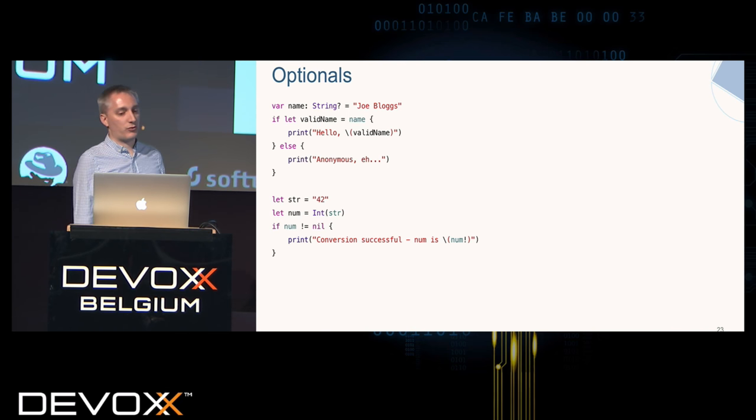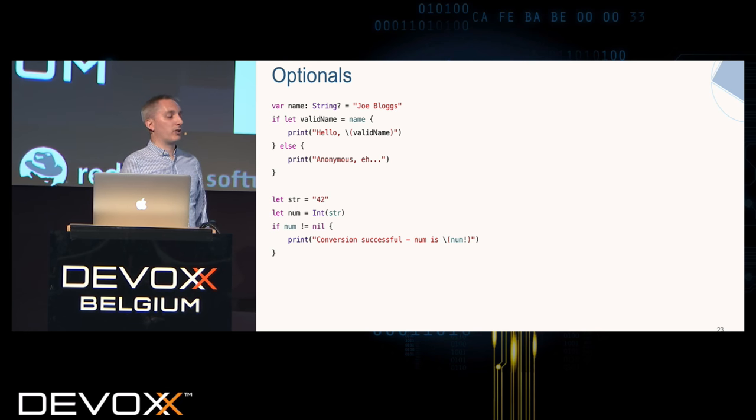The next thing, let's say we've got a string which is set to 42, and then we're going to want to convert that string to an integer. In that case, you can call the initializer on integer, passing in your string. But because that could fail, for example, if the string wasn't 42, but it was ABC, and that's not an integer, the initializer on integer actually returns an optional integer. So then if you want to check whether the conversion succeeded or failed, you would check whether the number you got back was nil or not, if that makes sense.